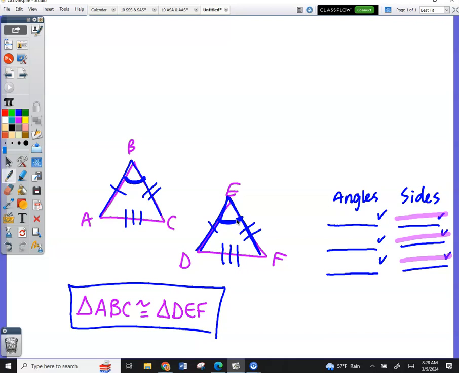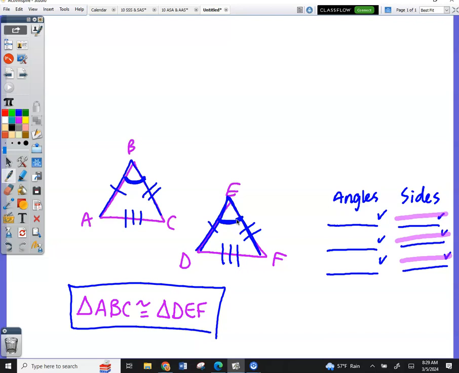Okay? So this is kind of like a roadmap of where we're going. We're going to learn in total 5 shortcuts. You got SSS, SAS, AAS, ASA, and then a random HL. What do you think HL stands for in triangles?